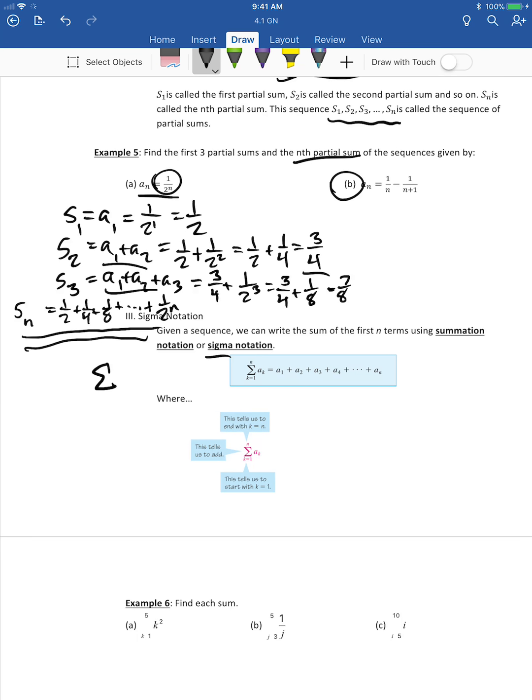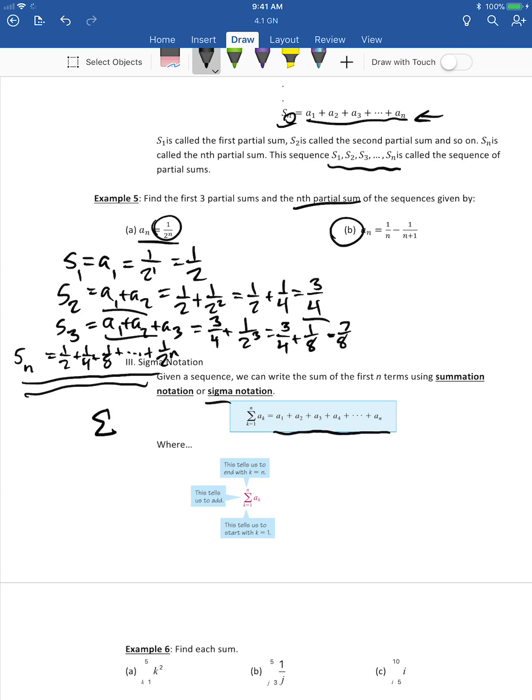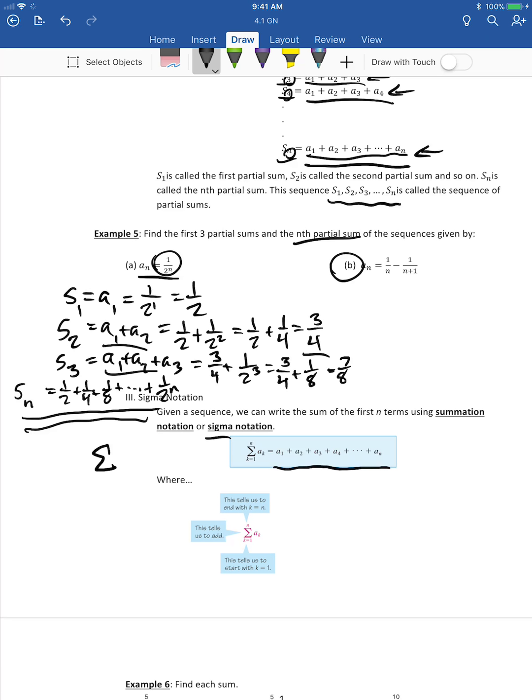So given a sequence, we can write the sum of the first n terms using this special notation, summation or sigma notation. So this whole sequence right here, if we compare that to this up here, we see that this is really just Sn. We can write that as this fancy expression. We have k equals 1 on the bottom, n on the top, and then a sub k.